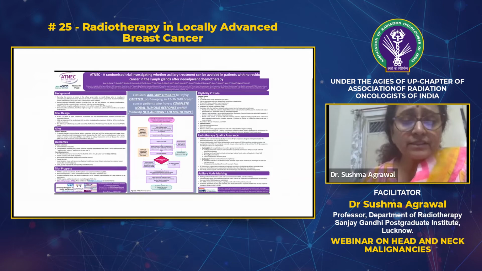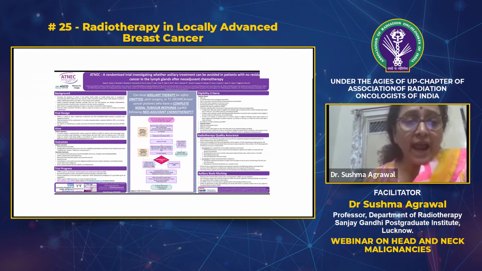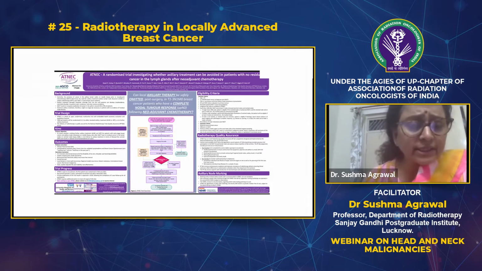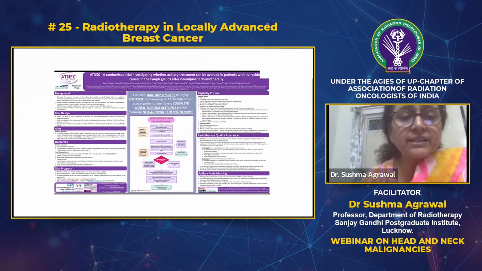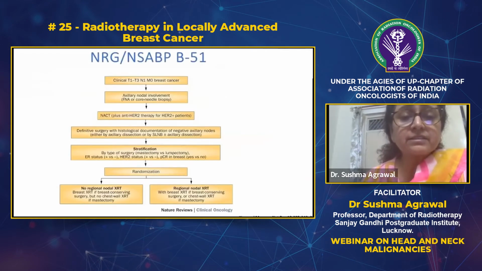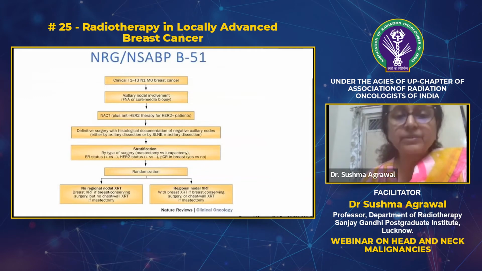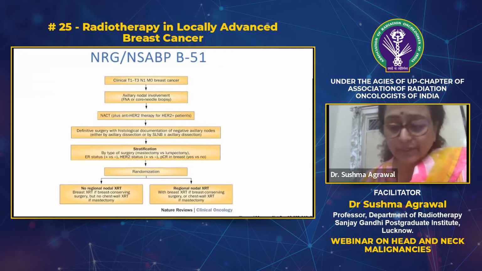And these are the other two studies which are going on at NEC. And I'm not going to talk in detail what is the trial design. The other is this American study, the RTOG study, which is also testing the same thing, whether PCR patients need a chest wall RT or not.